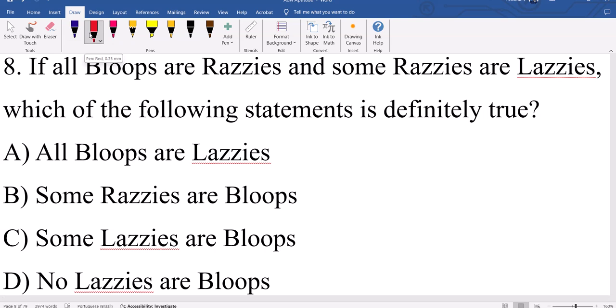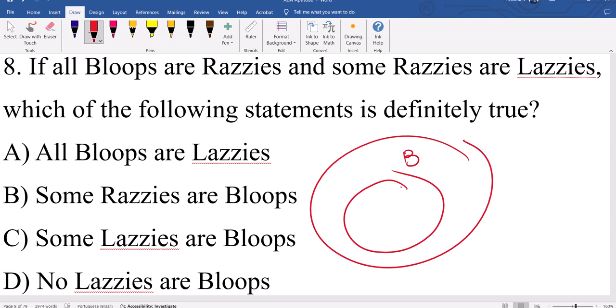Engineers are problem solvers, something we solve. Here also same question, some certain words are changed. All bloops are rages, some rages are lages. Now, all bloops are lages, first one, false. Some lages are bloops, okay, yes, as per this diagram, correct. Second one, correct as per this diagram. Third one, false. Fourth one, true.